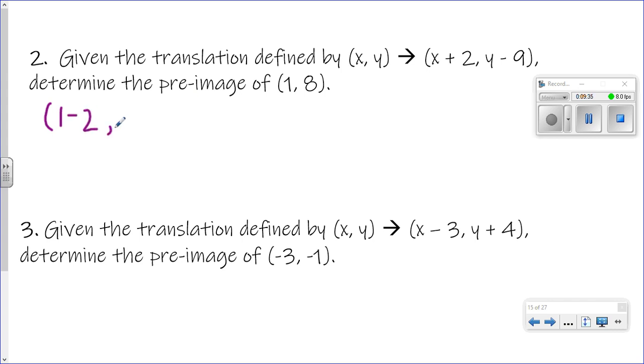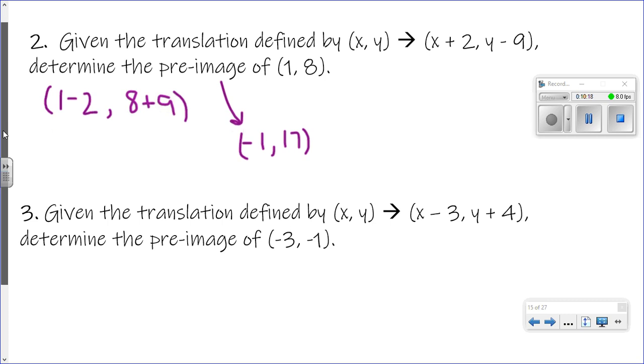And then the image y coordinate is 8. And so in order to find the original or the pre-image, we need to do the opposite of -9. So we're going to add 9. Okay, so then if we have 1 minus 2, that's -1. And then we have 8 plus 9, which is 17. So that means the coordinates of the pre-image are negative 1, 17.